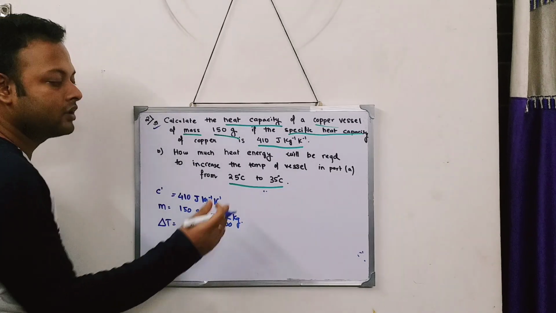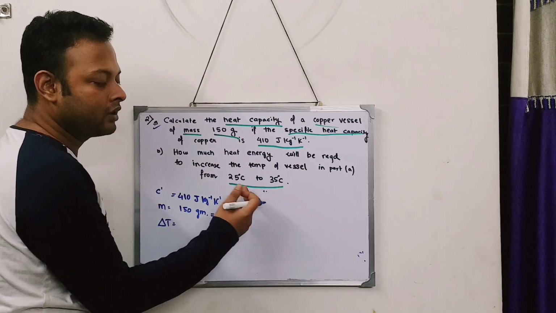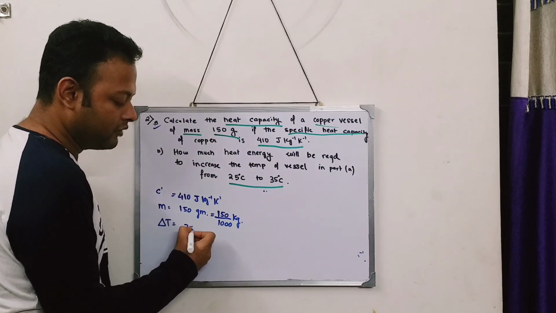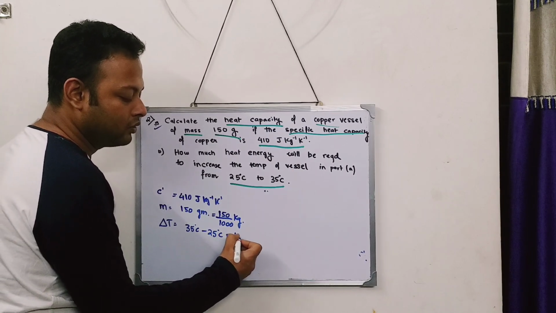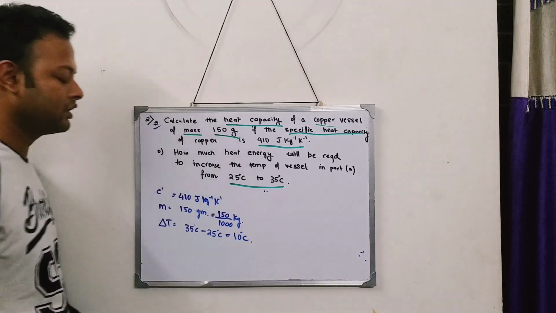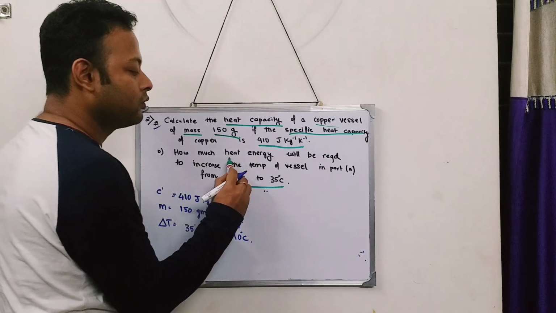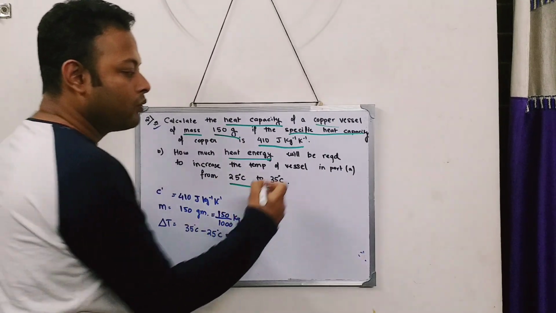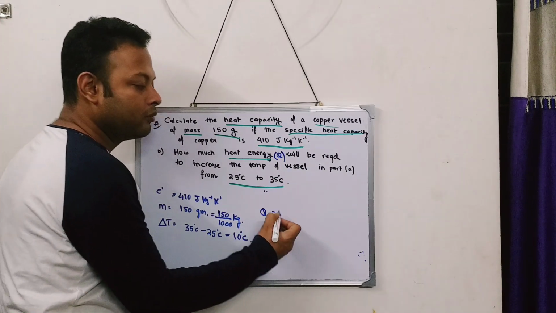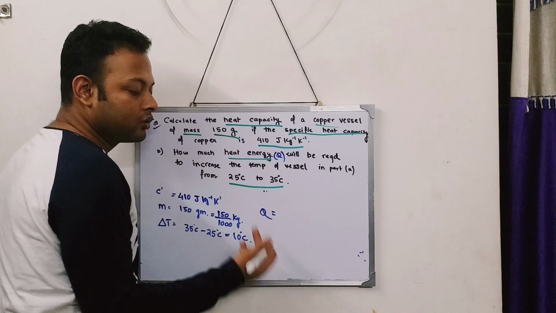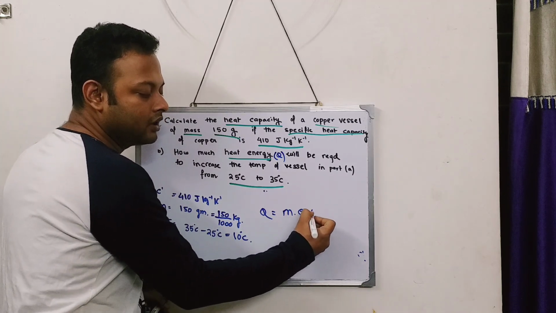So delta T is from 25 to 35. What is the delta T over here? Higher value minus the lower value, which is 35 degrees centigrade minus 25 degrees centigrade, which is equal to 10 degrees centigrade. That is the value of delta T. And the question is, how much heat energy is required? Heat energy means what is the value of Q required? So we have to find the value of Q, because Q represents heat energy. So what is the formula for Q? I have taught you. It will be mc delta T.